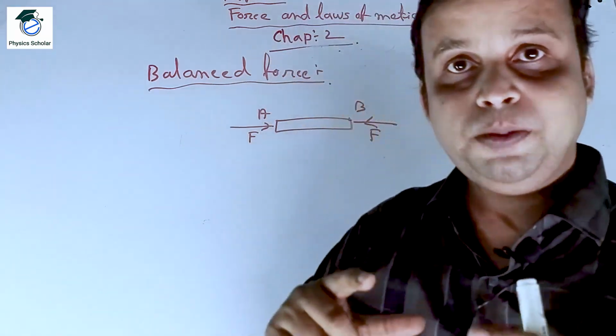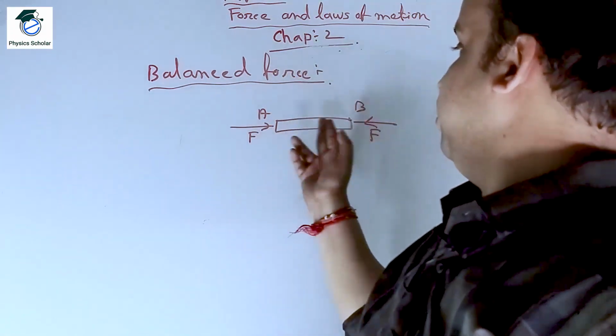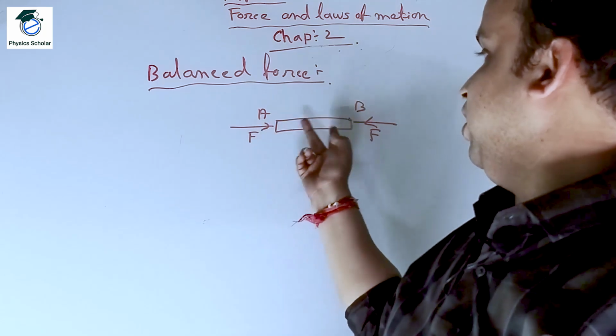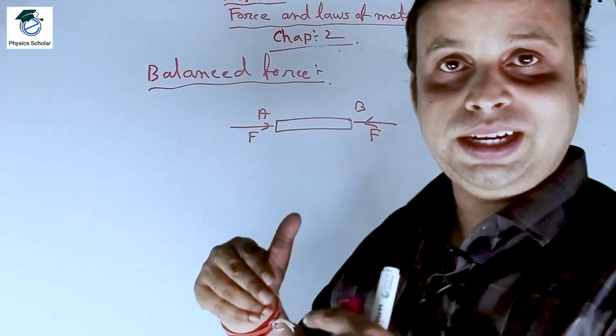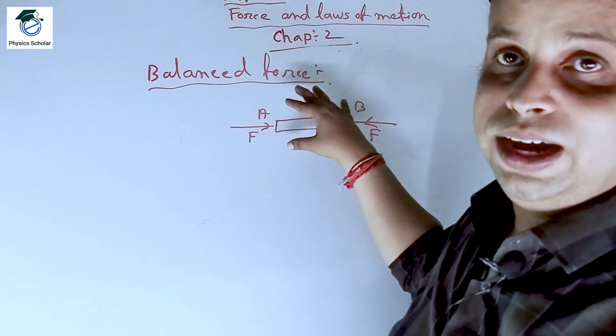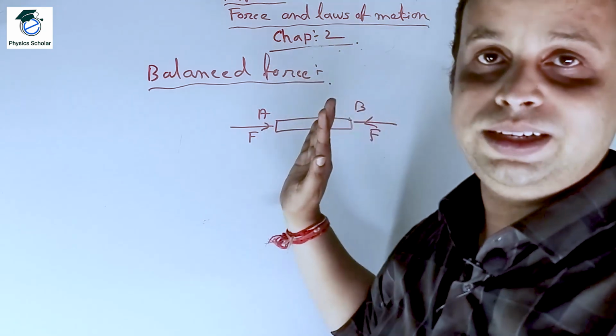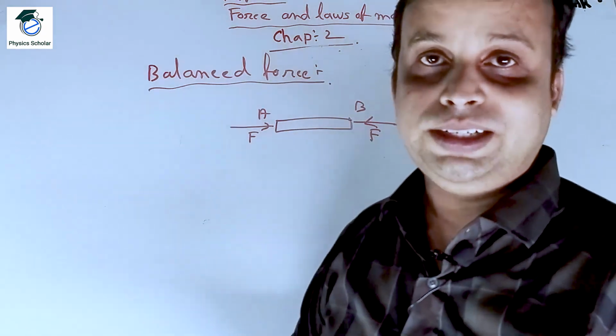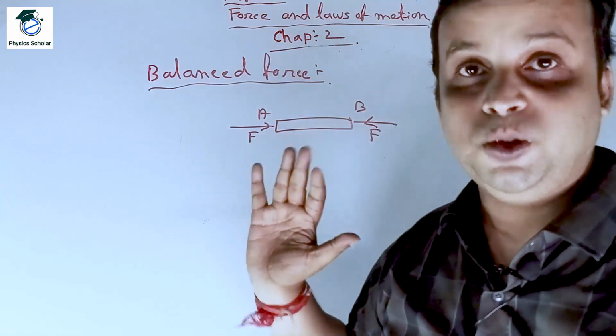So if their values are equal and they act in opposite directions, then the resultant force on this object will be 0. That means the object will be at rest only. It will not move in any direction. So it is known as the balanced force. And what is unbalanced force?